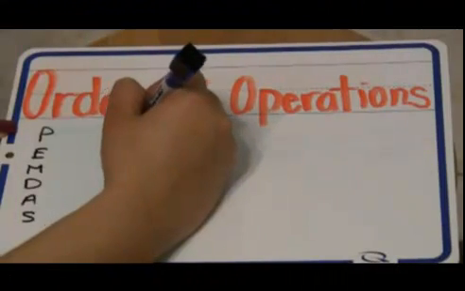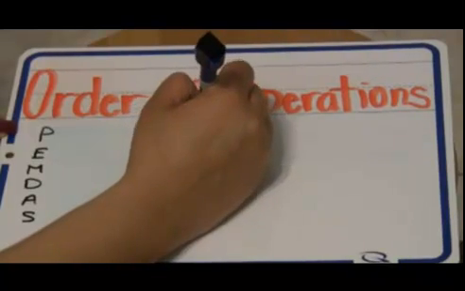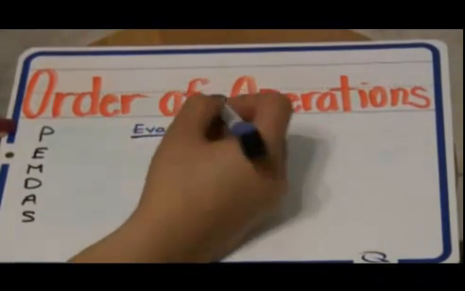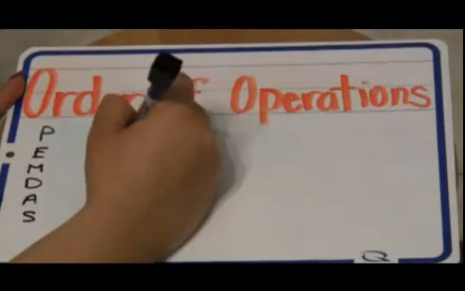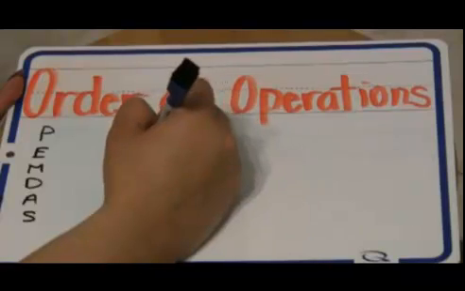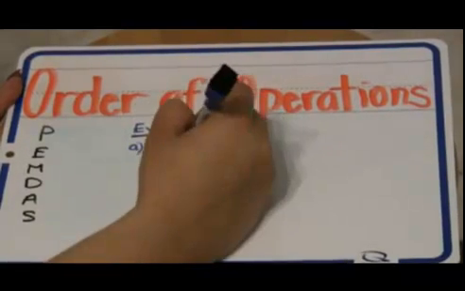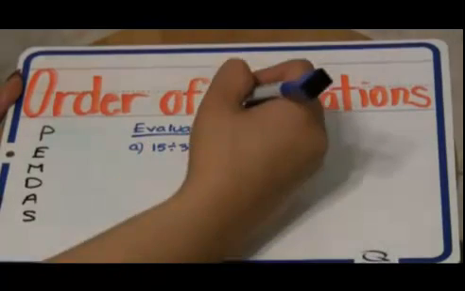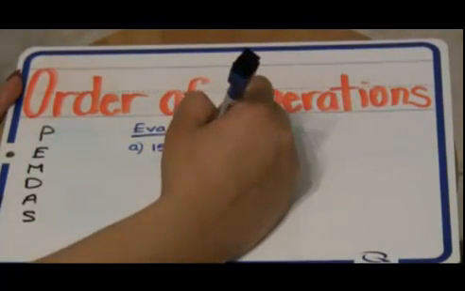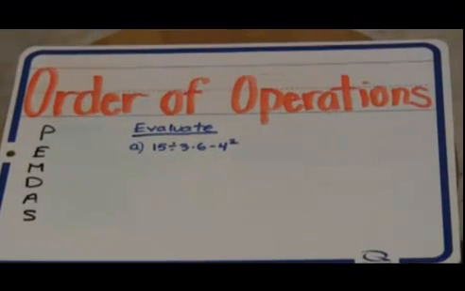Okay, let's put the order of operations to use. We're going to start by evaluating problems. In our first example, letter A, we have 15 divided by 3 times 6 minus 4 squared.